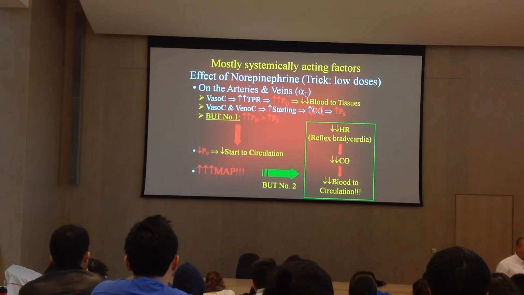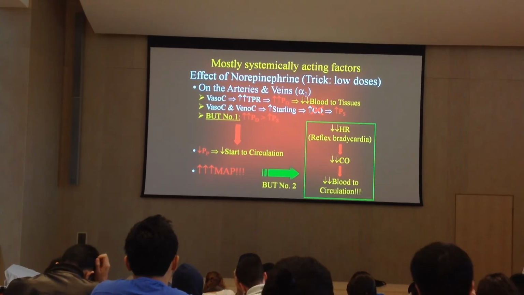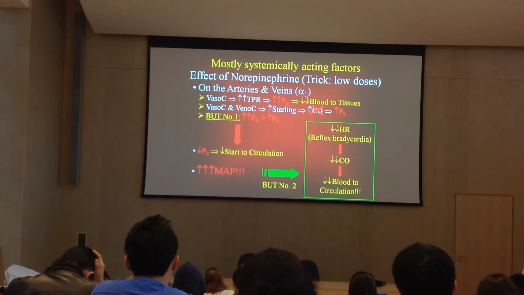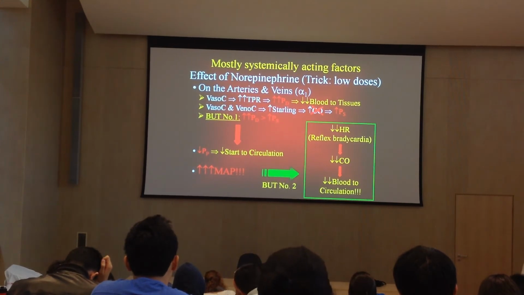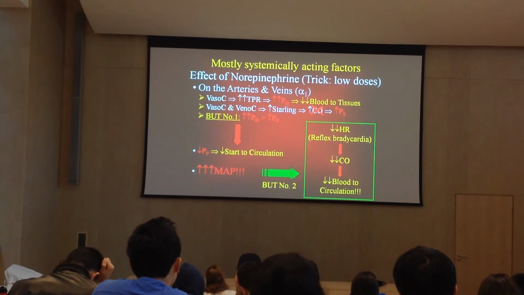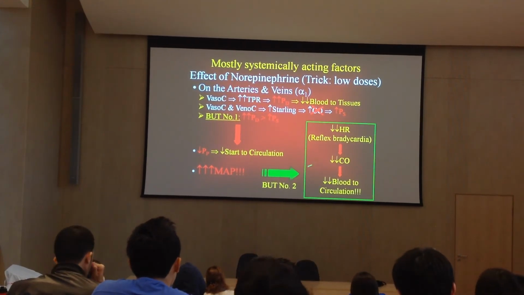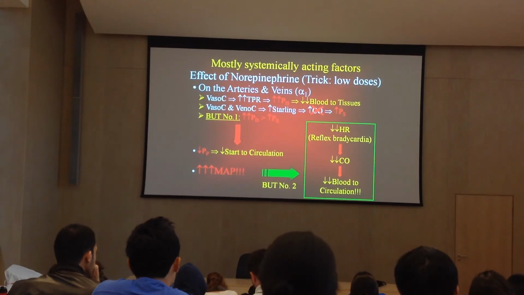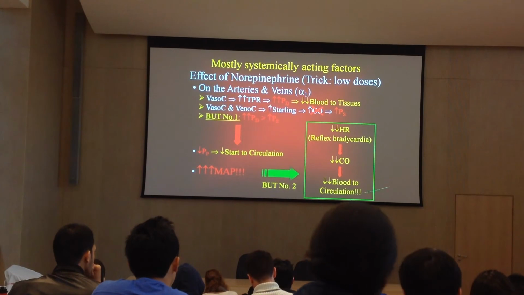Reflex bradycardia is the suppression of the heart rate induced by the baroreceptor depressor reflex. So what do we have here? We have a reflex bradycardia which suppresses the heart rate. So what happens to the cardiac output? It is down. What happens, therefore, to the amount of blood that can enter into the circulation? It is down. So overall, what is the picture?